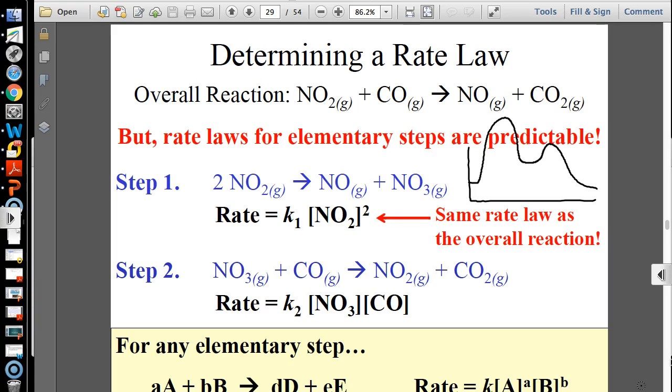If I had 3 elementary steps, which sometimes you do, and if the third one was also fast, then it would just look like this. However many elementary steps, how many little camel humps you got? Sorry, I just can't make it any easier. That's the best I got.